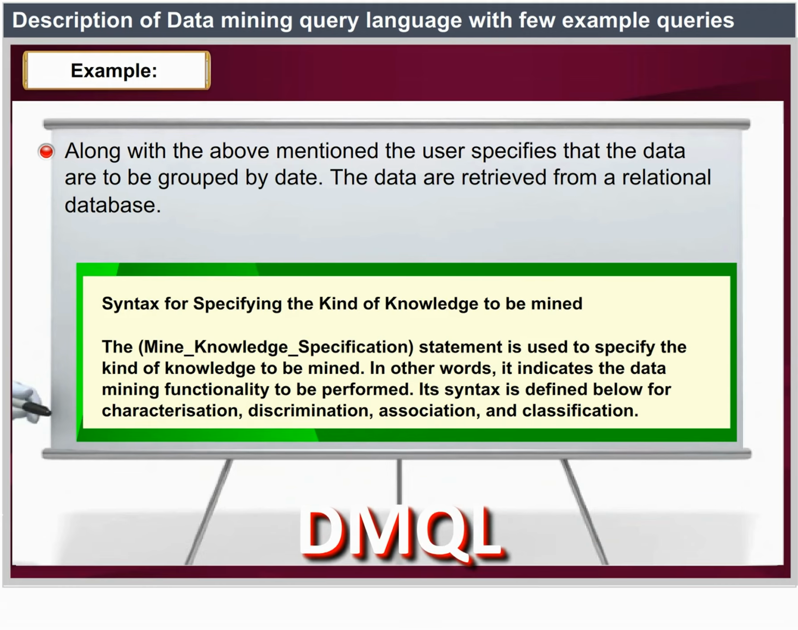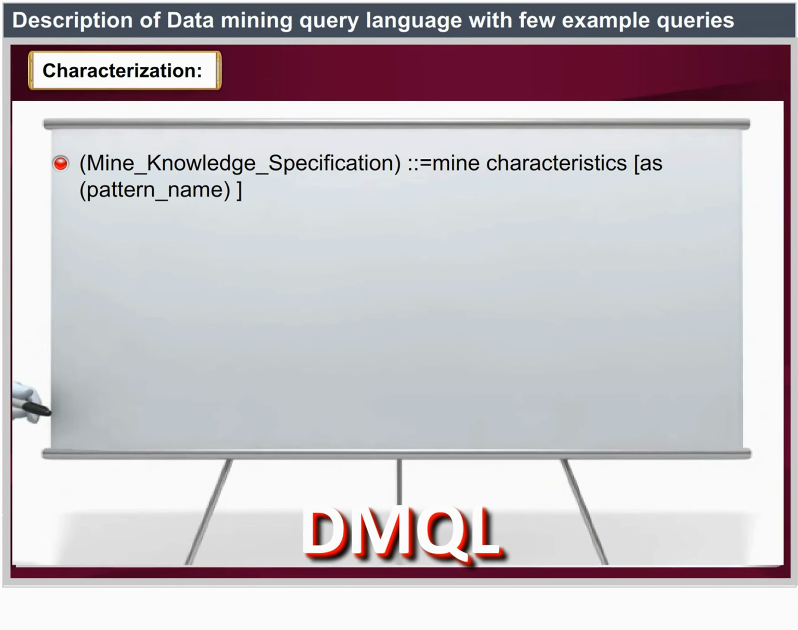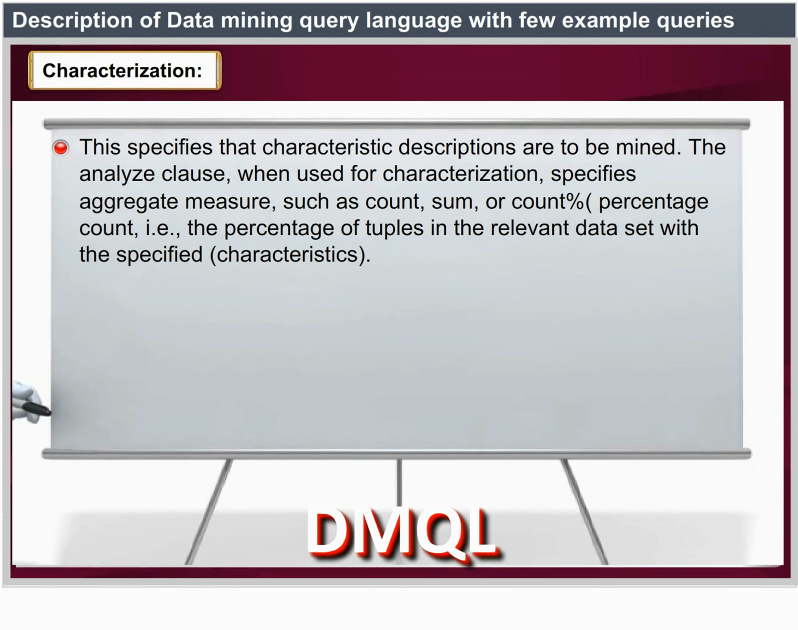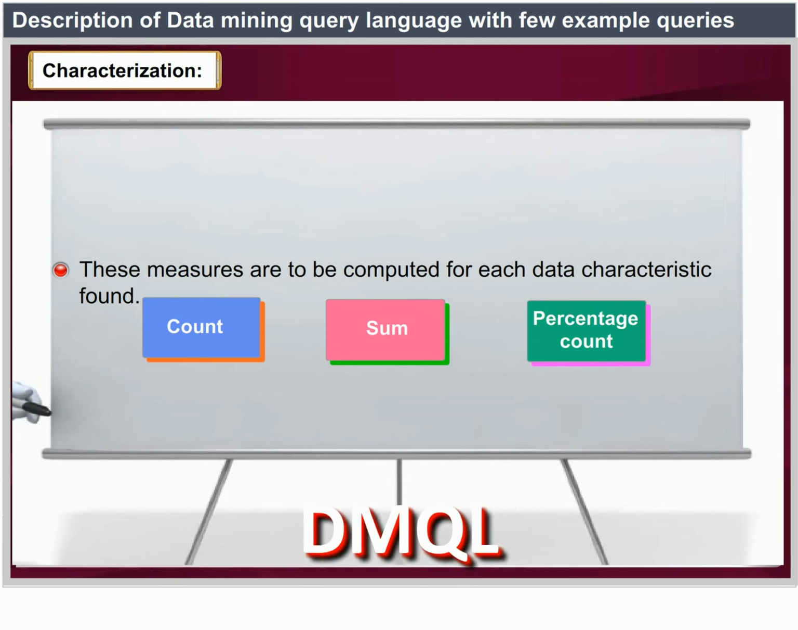Characterization. Mine knowledge specification equals mine characteristics as pattern name. Analyze measures. This specifies that characteristic descriptions are to be mined. The analyze clause, when used for characterization, specifies aggregate measures such as count, sum, or count percentage, the percentage of tuples in the relevant data set with the specified characteristics. These measures are to be computed for each data characteristic found.